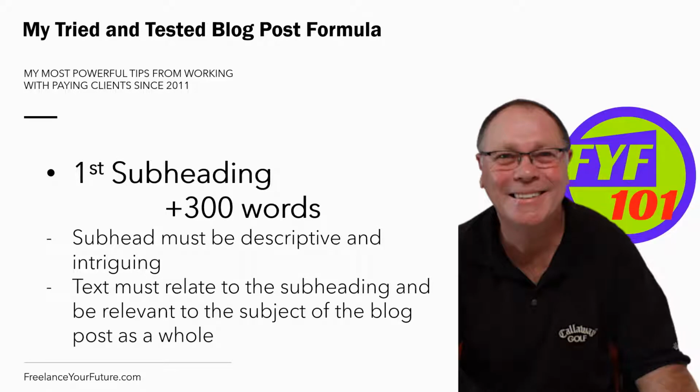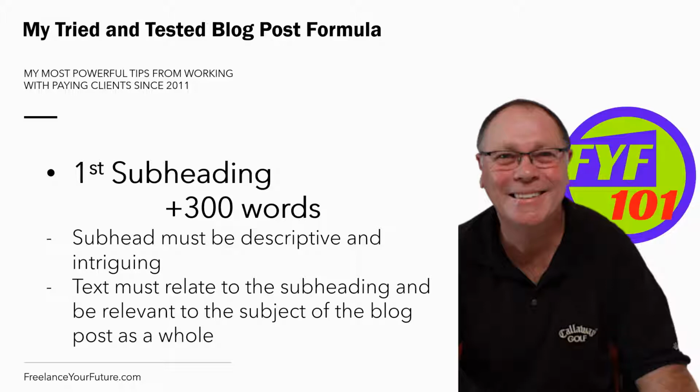Okay, so having got your killer headline in place and your first 150 words of text that's going to pull the reader into reading the blog post further, you then come to your first subheading. So you've already done your heading, you come to the subheading, and I suggest you follow the subheading with about 300 words of text. So the subheading itself must be descriptive and intriguing. All of this is aimed at keeping the reader hooked into the text you're writing and hooked into the blog post itself.